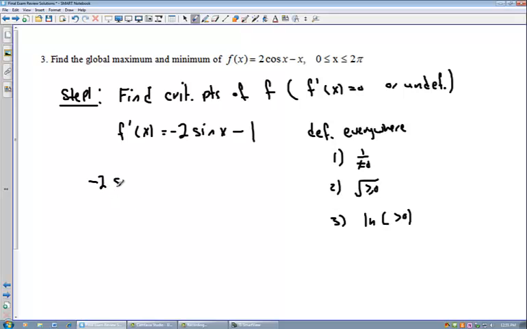Next thing we do is we set it equal to 0, so negative 2 sine x minus 1 is equal to 0. And so we get negative 2 sine x, add 1 to both sides, equals 1. And then sine x is equal to, divide both sides by negative 2, and you get negative 1 half. And we want to figure out for what values of x, when you put it into the sine function, do you get out negative 1 half?